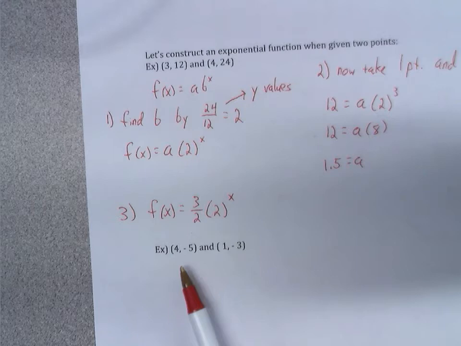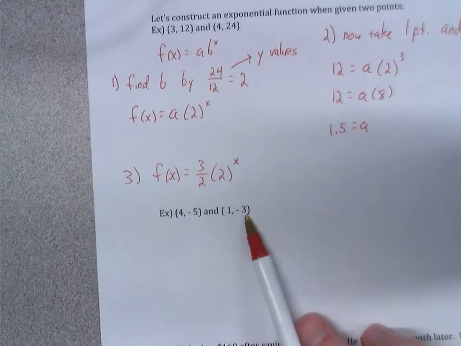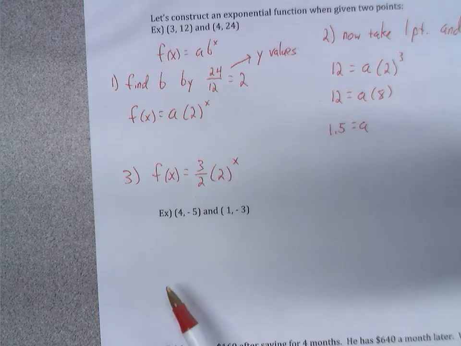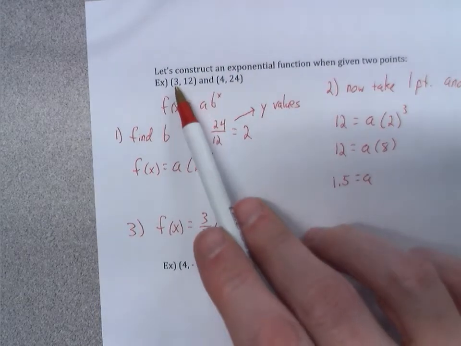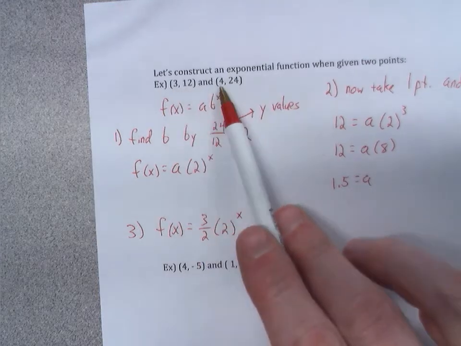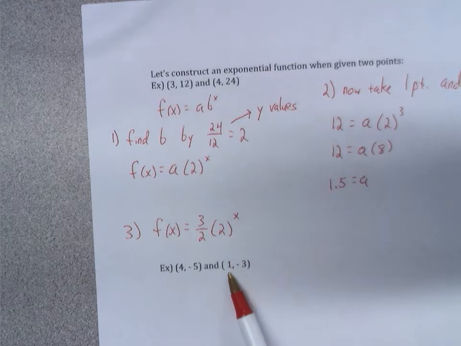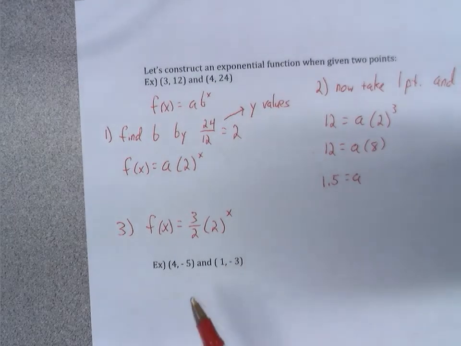Now, this next one's a little different. So again, we have 2 points, (4, -5) and (1, -3). Now, the problem we have here, in the last problem, we had 2 points that came right after each other, position 3, position 4. This time we don't. We've got position 4, we've got position 1, so we need to go at this a little bit differently.